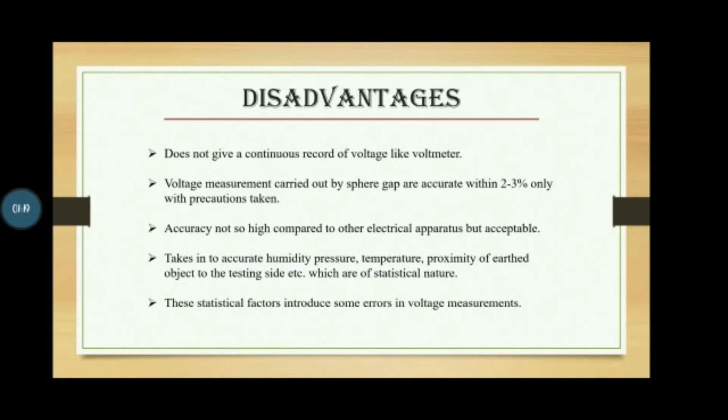The fourth one is it is affected by humidity, pressure, temperature, proximity of earth objects to the testing site, etc., which are of a statistical nature. So the last disadvantage is these statistical factors introduce some errors in the voltage measurement.